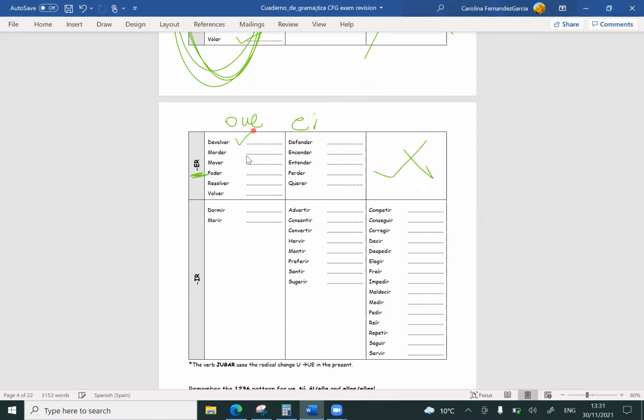Devolver, devuelvo, I return. Morder, muerdo, I bite. Mover, muevo, I move. Poder, the one we sing as an example, puedo, I can. Resolver, resuelvo, I resolve. Volver, vuelvo, I go back. Verbs E to IE, actually: Defender, defiendo, I defend. Encender, enciendo, I turn on. Entender, entiendo, I understand. Perder, pierdo, I lose. Querer, quiero, I want. And there is no verb here.